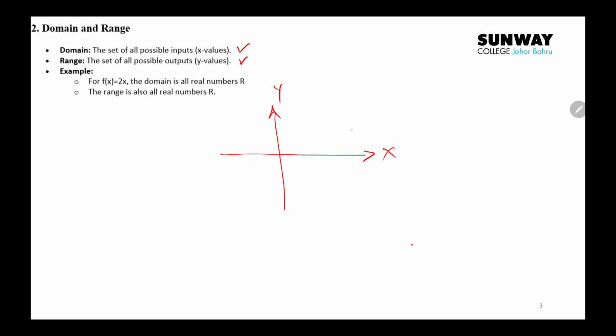In another example, if we are trying to draw y equals 2x, in this particular case, the domain is everything in the x-axis. So we say the domain is all real numbers. The range is also everything available on the y-axis. So we say range is also all real numbers.